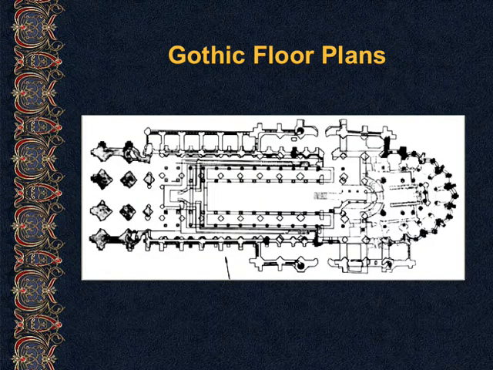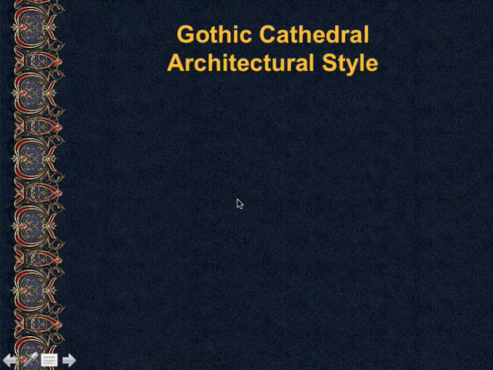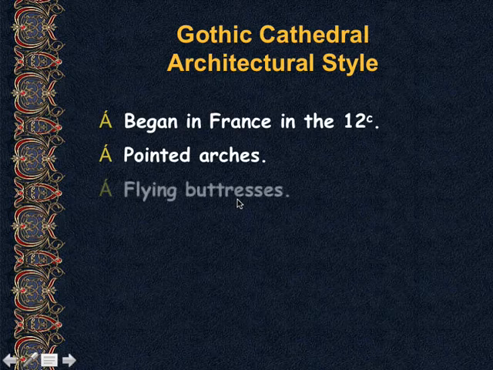There are different layers to it. It might look like it's just a shape, but there are separate rooms, separate quarters altogether. It's multi-layered. There's a lot more going on in the design of a Gothic cathedral. Here's the Cathedral of Canterbury, England. It gives you an idea. You can see the floor plan there. But what are the different traits?